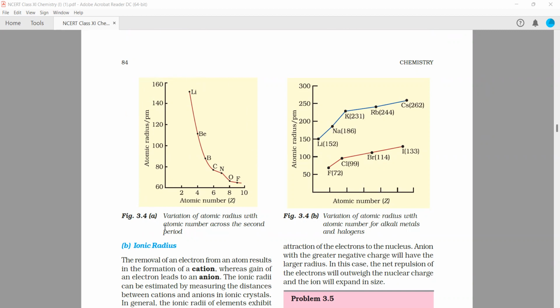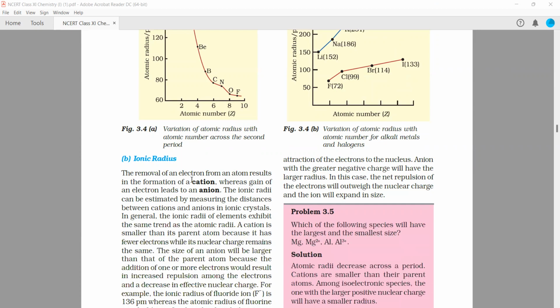So this figure 3.4a shows the decrease in the atomic radius when you go from left to right, and this here shows the increase in the atomic radius when you go down the group. This is for the group 1 element and group 17 element. Actually, when you go down the group, different trends are followed in different groups. Here it is only mentioned for group 1 and group 17, that is the alkali metals and the halogens.